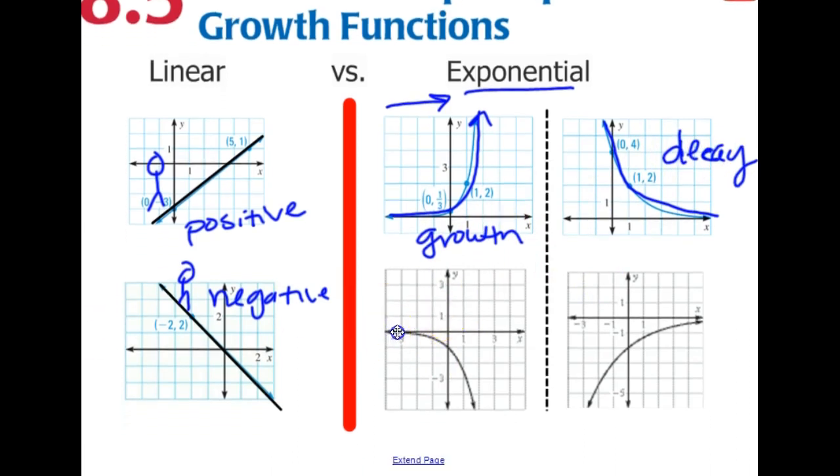This one, as we go from left to right, is going down. So this is also called decay. And from here, left to right going up would be called exponential growth.